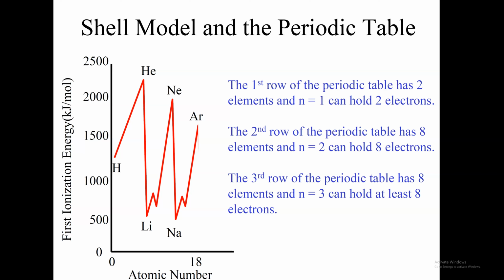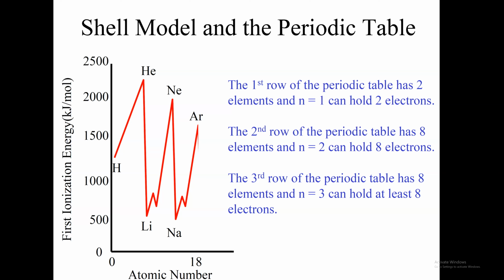So the shell model and the periodic table really highlight a couple of things. The first has to do with first ionization energy, which is the amount of energy needed to remove an electron from its outer shell. The first row of the periodic table has two elements, hydrogen and helium, and it only holds two electrons, so these don't want to be removed. They're going to have a very high amount of energy, about 2,300 to 2,400 kilojoules per mole. So for every mole of helium or hydrogen, you're going to need 2,000 and change of energy.